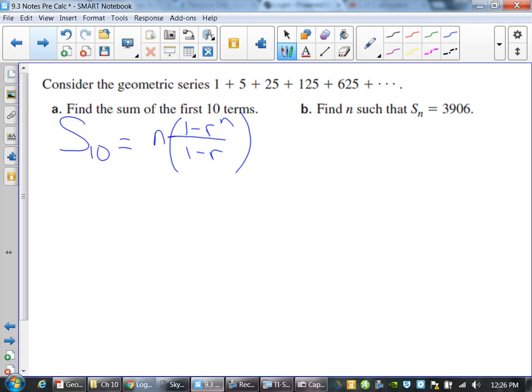So we got to figure out our rate. What's our rate in this case? Times 5. Good. The rate here is going to be times 5 because I take 5 divided by 1, 25 divided by 5, 125 divided by 25, and so on and so forth. So our n is going to be 10. Our rate is 5. We substitute in.